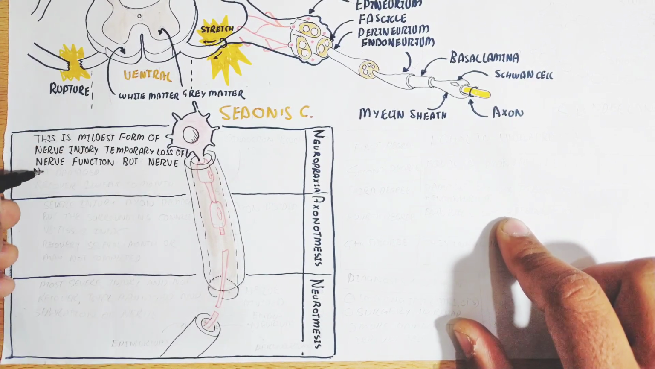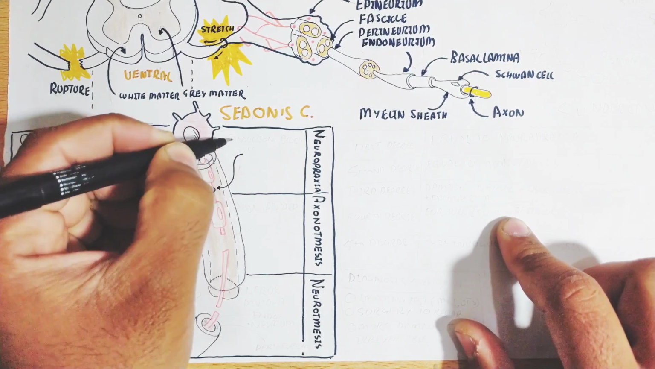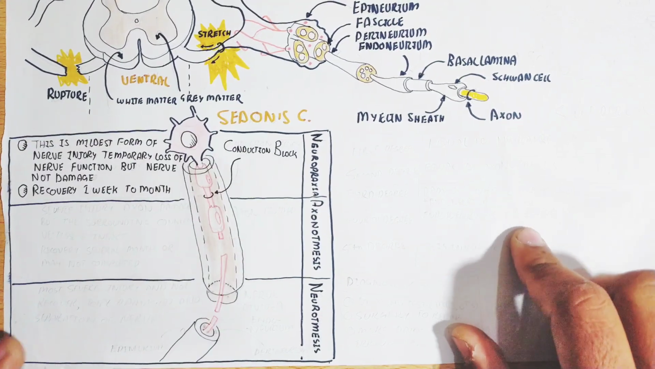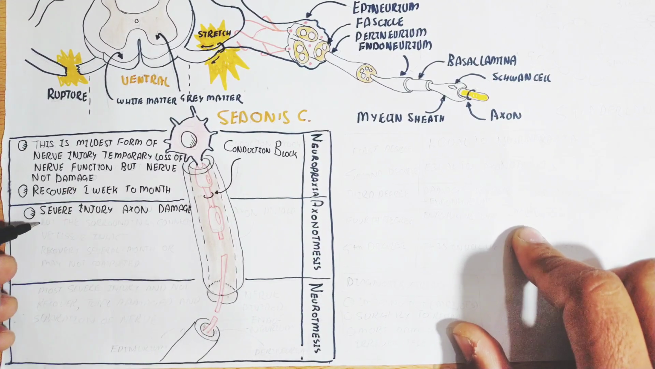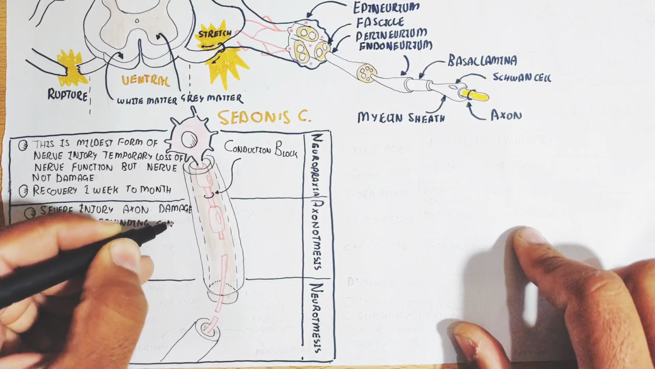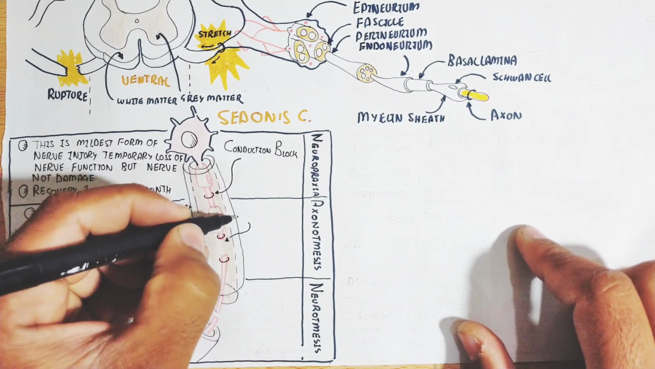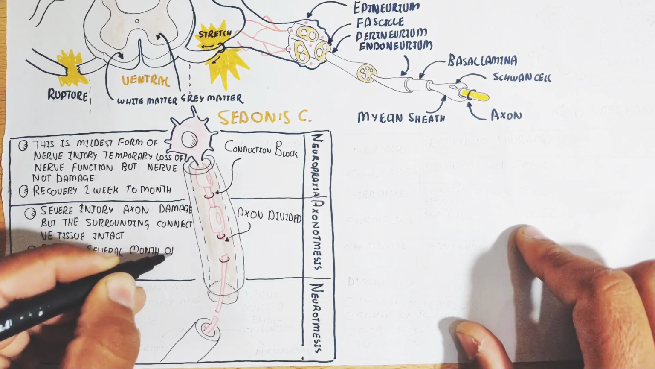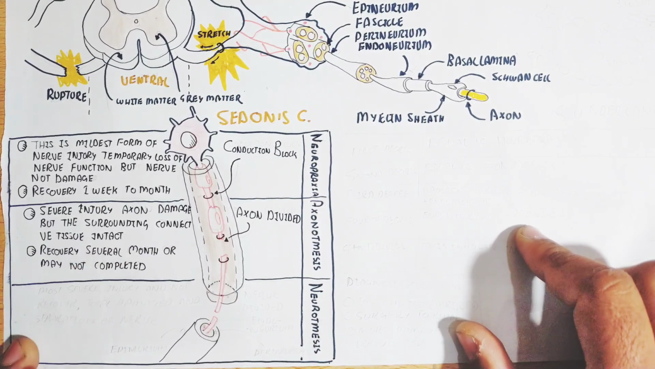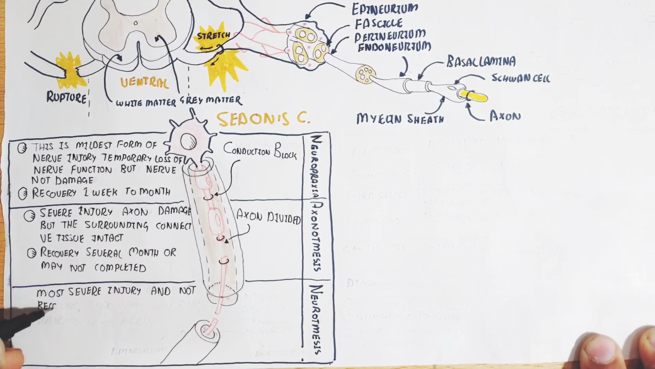Neuropraxia is the conduction block. This is the mildest form of nerve injury, a temporary loss of nerve function, but the nerve is not damaged. The nerve is temporarily blocked, so it can recover. There may be numbness, tingling, and some loss of movement. The second one is axonotmesis. Axonotmesis means a severe injury with axon damage, but the surrounding connective tissue is intact. Recovery takes several months or may not be complete. The axon will be divided, but the other layers will not.